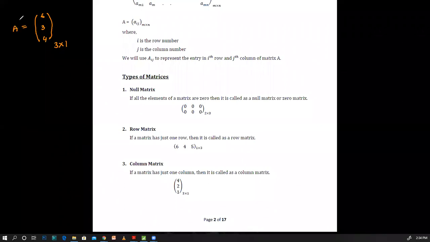If you let this A equal 6, 3, 4 with the order 3 by 1, then we can say that A is a column matrix, because we can see there is only one column. And now you have learned about what a row matrix is, what a column matrix is, and what a null matrix is.